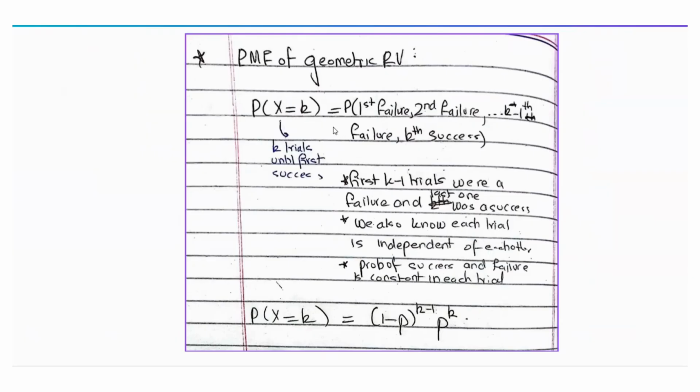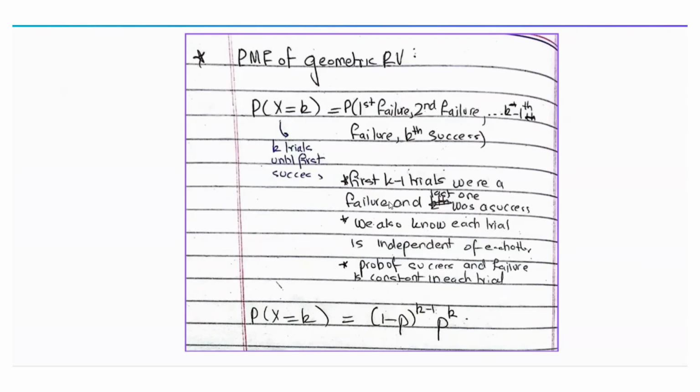We also know that each trial is independent of each other. Why is this important? Because when events are independent, the probability of the intersection, remember the comma means and, the joint probability, can be written as the product of the individual probabilities. So we can write this as probability of first failure times probability of second failure, and so on till probability of k minus 1 failure, times probability of k success. This follows from the fact that all trials are independent of each other, and the probability of success and failure is constant in each trial. So the probability of first failure is 1 minus p, the probability of second failure is also 1 minus p, and the probability of k minus 1 failure is also 1 minus p.